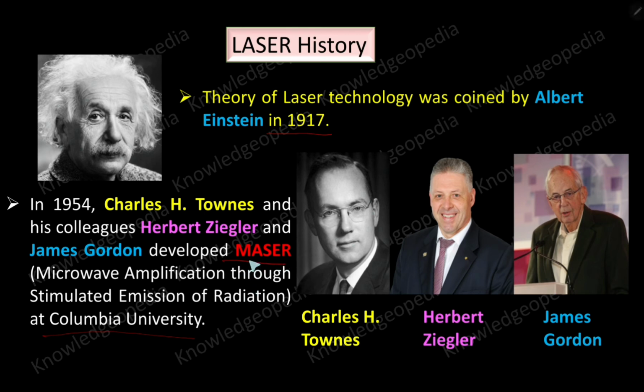But the thing is, the radiation which is obtained from this maser source is in the microwave range. That's what the name is, microwave amplification. So microwaves are not visible, they do not come under the visible range. So they started working further to obtain a device which can emit light or radiations in the visible range.